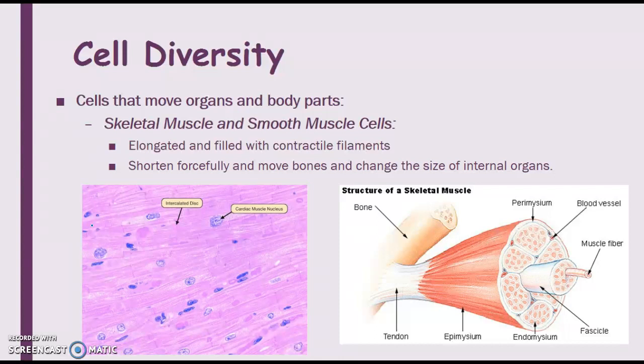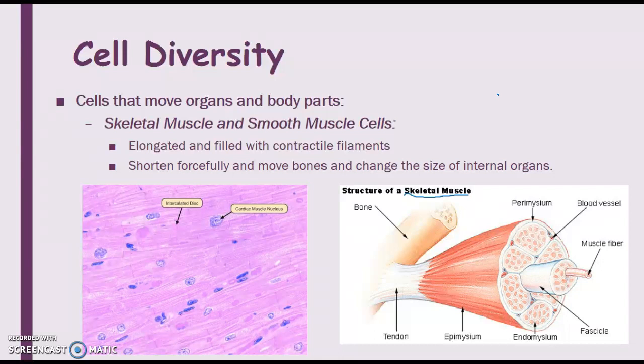Muscles, cells that move organs and body parts. You have 3 different types of muscle. You have skeletal muscle, that's the muscle that you're most acquainted with. Okay, that's a picture over here. This is skeletal muscle, found connected to bones and allows you to walk and run and do everything you like to do. It has a lot of those contractile filaments with those proteins called actin and myosin that we talked about earlier.